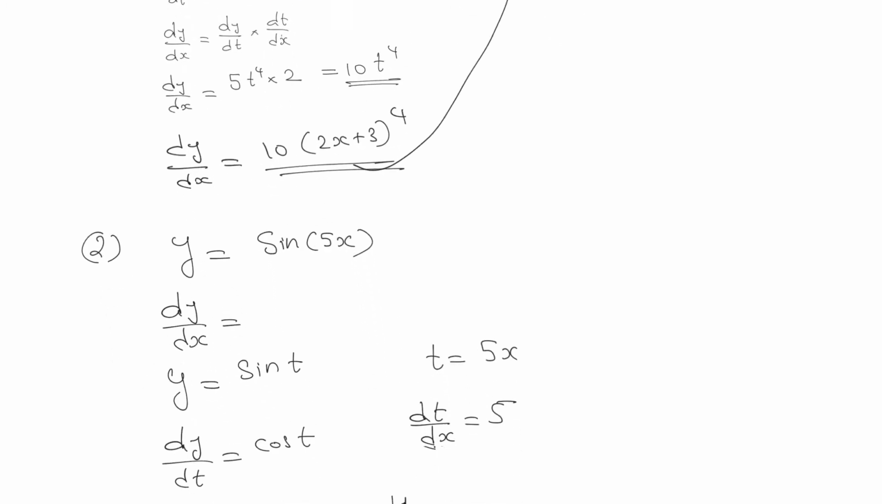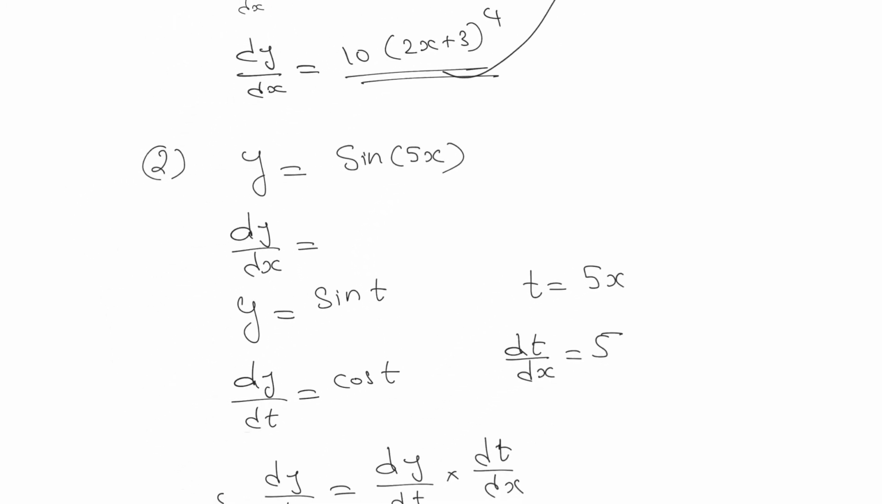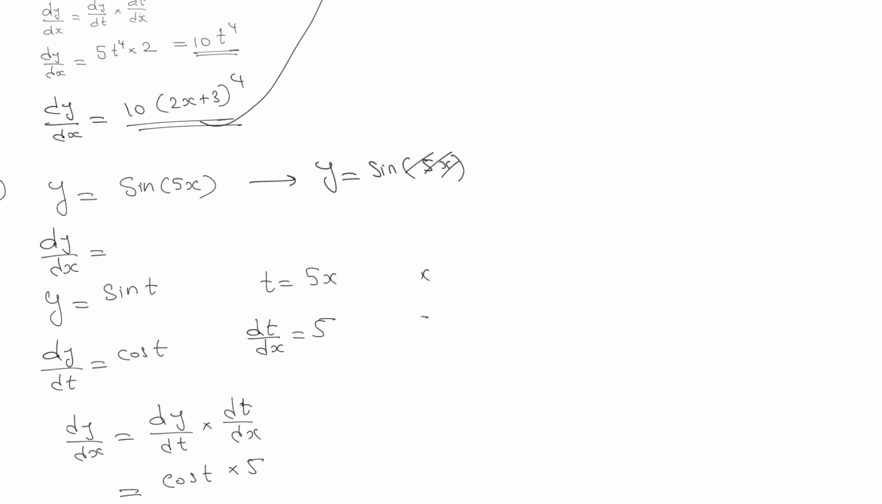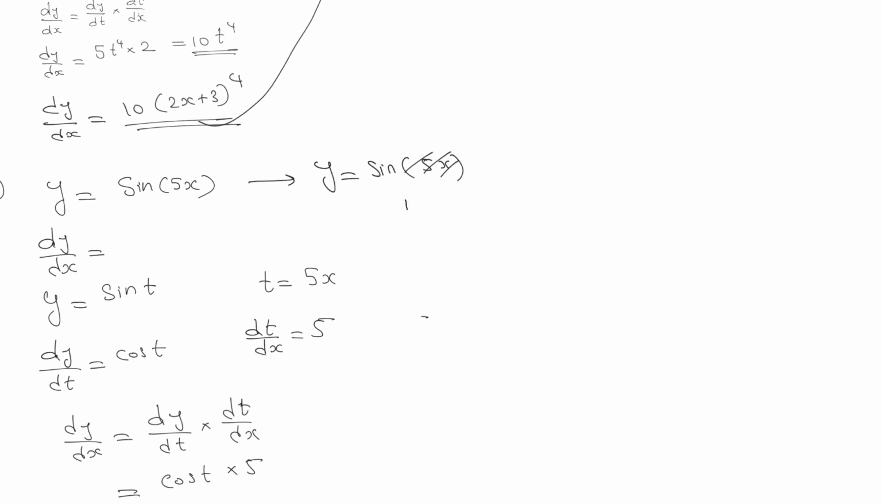So let's explain it once again using the second example. Second example was y is equal to sin 5x. Over here you just assume that our internal function, which is 5x, is nothing but x. Now assume that it's in the form of y is equal to sin x. Then we know that the value of dy by dx will be equal to the differentiation of sin x, which is nothing but cos of x.